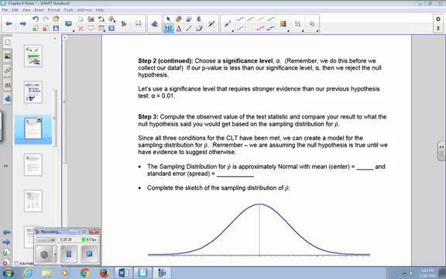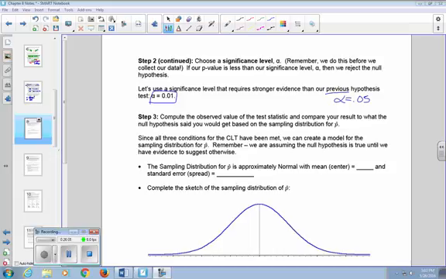Okay, so continuing with step 2, choose a significance level alpha. Remember, we do this before we collect our data. So if our p-value is less than our significance level, alpha, then we reject the null hypothesis. So let's use a significance level that requires stronger evidence than our previous hypothesis test. So we're going to use alpha equal to 0.01. Remember, in our previous one, we used alpha equal to 0.05 when we were rolling the die.